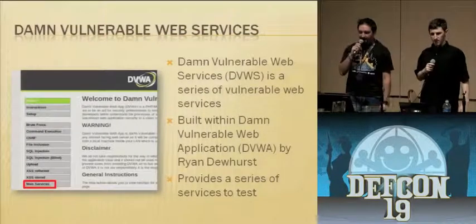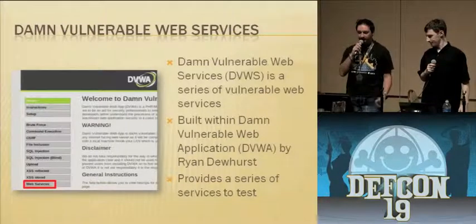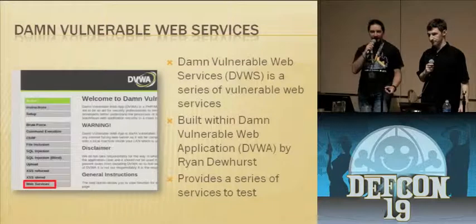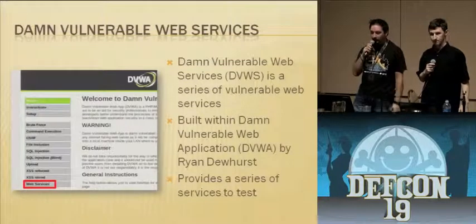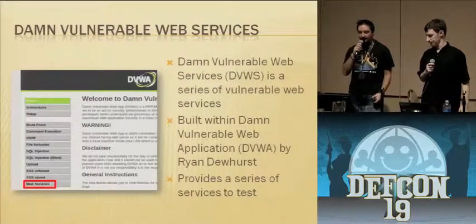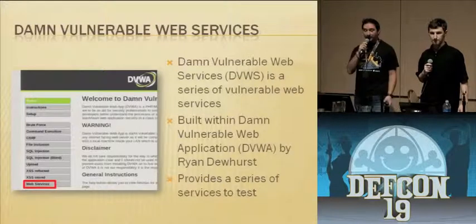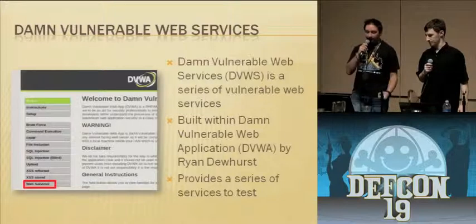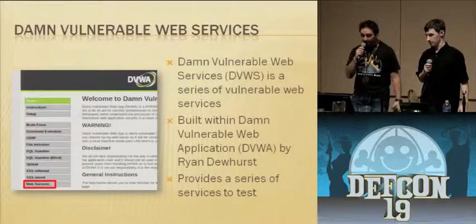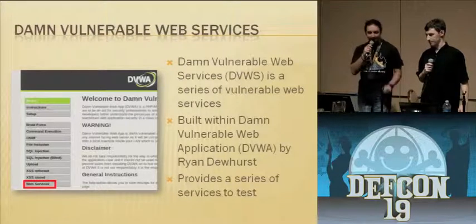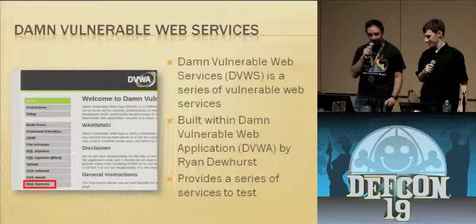So Kevin spent a lot of time working on finding a way that we can have a good testing environment that's open source, and give it back to the community where we can test these things. He basically created an addition to Damn Vulnerable Web Application, which was created by Ryan Dewhurst, and it's now another piece of that application called Damn Vulnerable Web Services. This provides a great set of things to test in terms of all kinds of vulnerabilities.